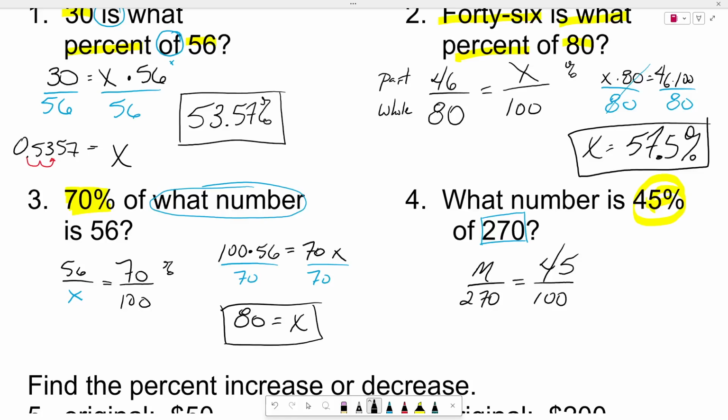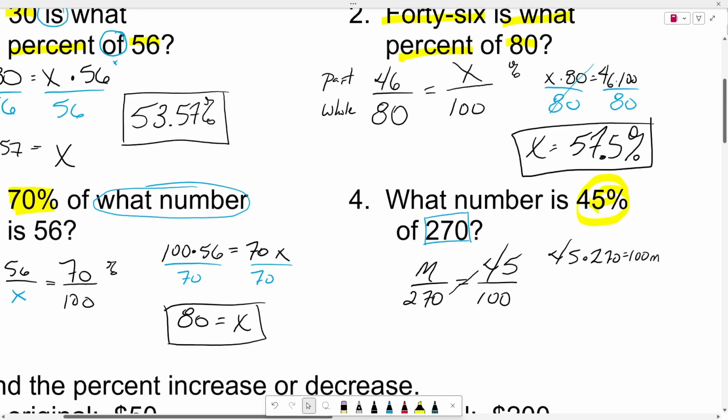The missing piece this time, I'll call M, is my part. What partial part am I missing? So I do my multiplying. Multiply these two: 45 times 270 is equal to 100M. Divide both sides by 100. At this point, I've got it set up so I can grab my handy dandy calculator and do 45 times 270 and divide it by 100. And I see that it is 121.5, or 121 and 5/10.